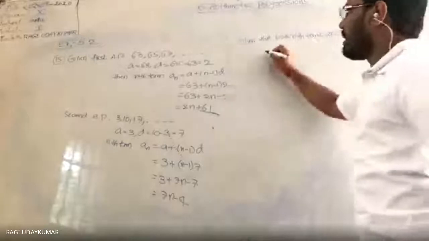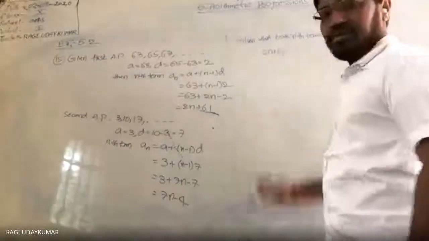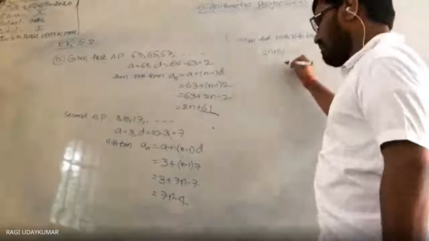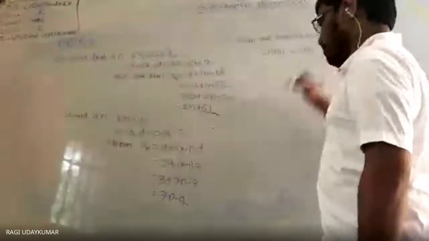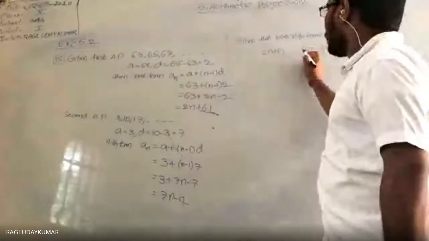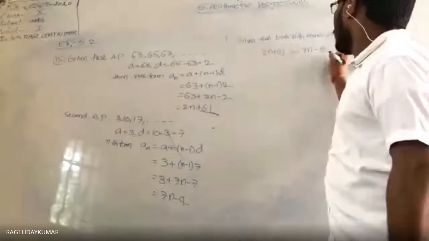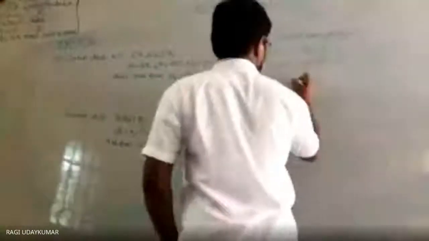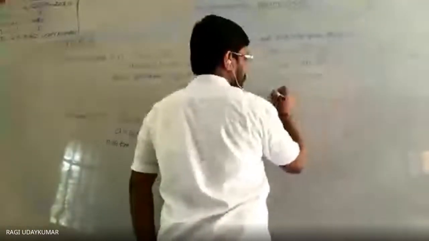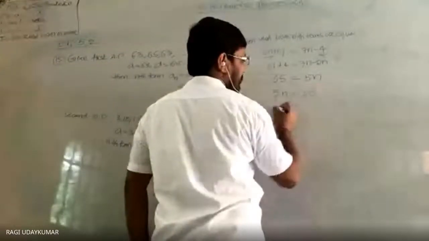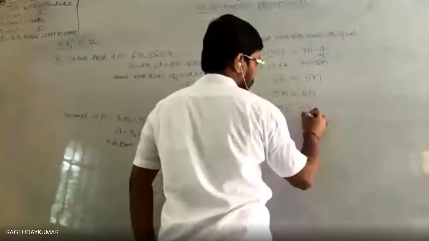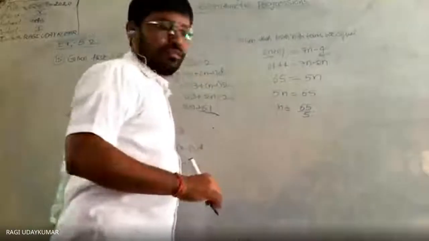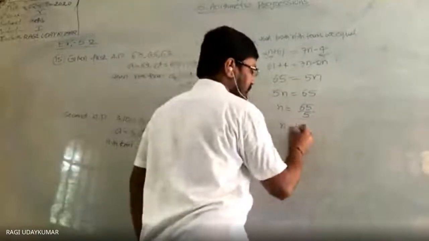Given that both nth terms are equal, 2n plus 61 is equal to 7n minus 4. From this, take the 4 to this side and 2n to the other side: 61 plus 4 is equal to 7n minus 2n. So 65 is equal to 5n, which means n is equal to 65 by 5. 13 fives are 65, so n is equal to 13.